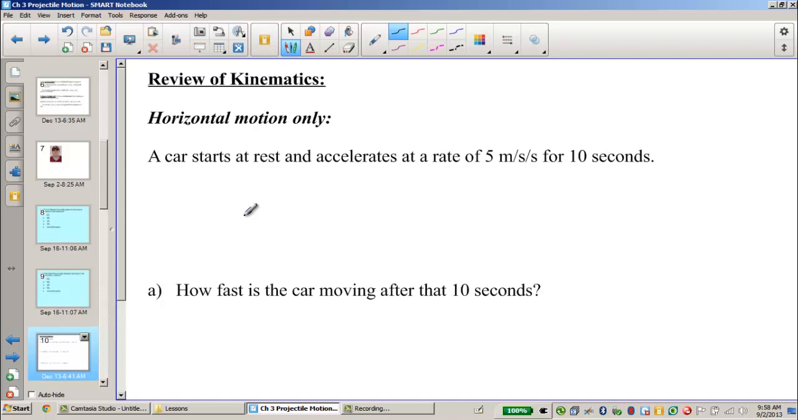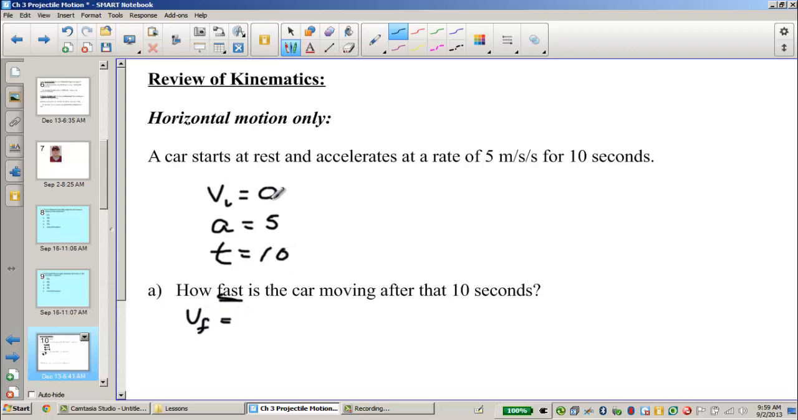Car starts from rest. So again, as in any problem we've always done, we're going to write down our givens. The V initial is 0, accelerates at a rate of 5 meters per second squared. So 5. It's going to tell you that happens for 10 seconds. So my time is 10. And they want to know how fast. So how fast is the car moving after 10 seconds? That sounds like VF to me.